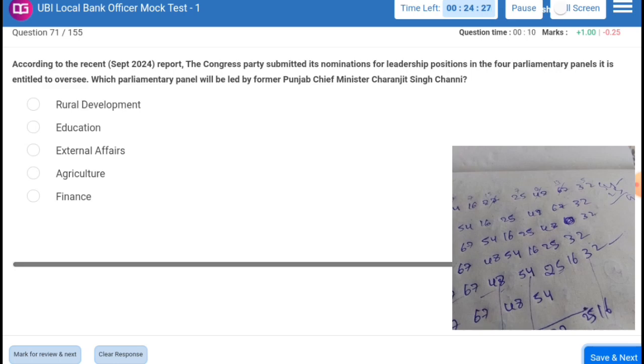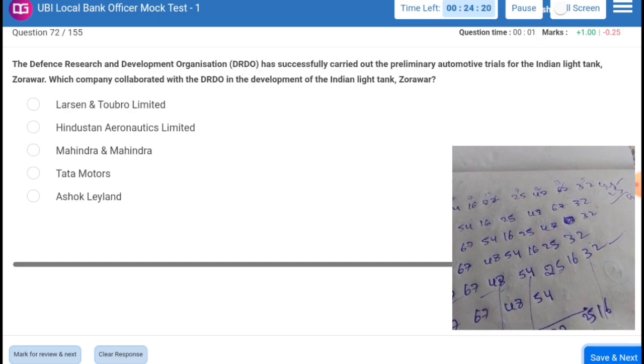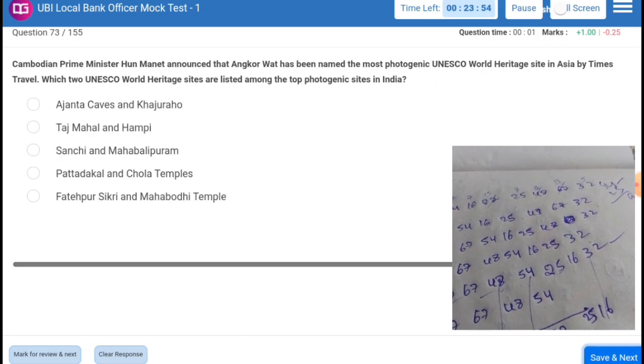Which parliamentary panel led by Ranjit Singh Chennai? Defense Research and Development Organization has actually carried. Which company collaborated with the DRDO in the development of the Indian light tank Zorawar? Tata Motors or Larsen and Toubro? Next, Cambodian Prime Minister.